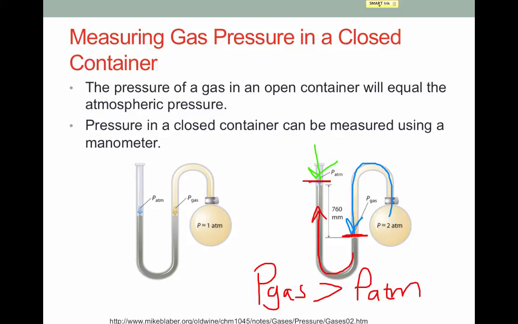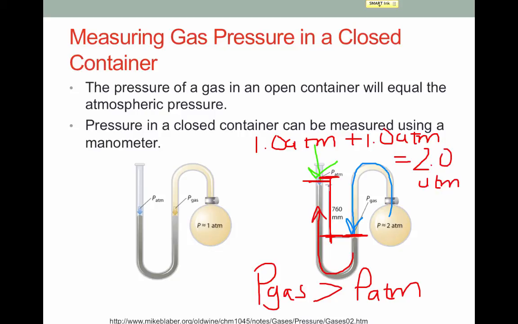How much greater? Well, consider the fact that the atmospheric pressure is pretty much always 1.0 atm. Now here, the gas has been able to push on the mercury to make it rise 760 millimeters. Recall that 760 millimeters of mercury is equal to 1 atm. So that means that we have 1 atm from the atmosphere, but the gas exerts an additional 1 atm, giving us a gas pressure of 2 atm.